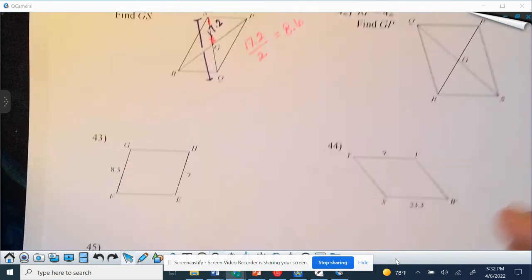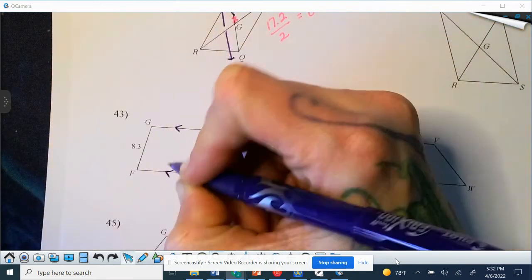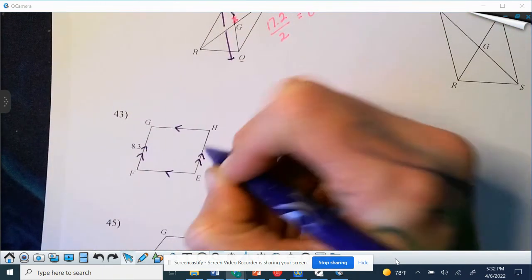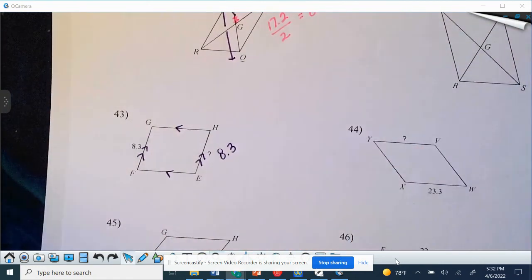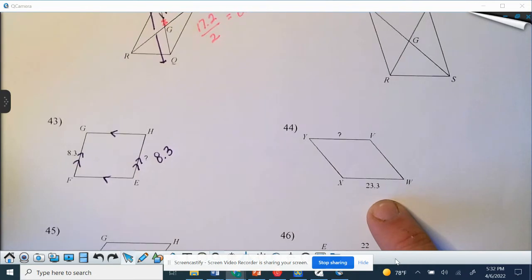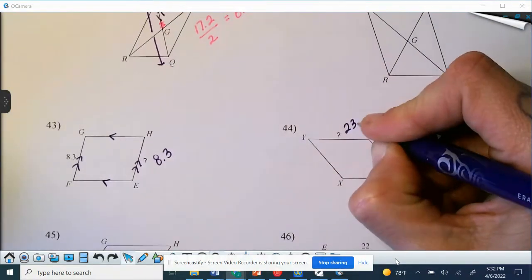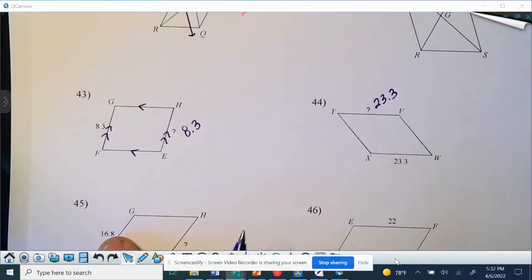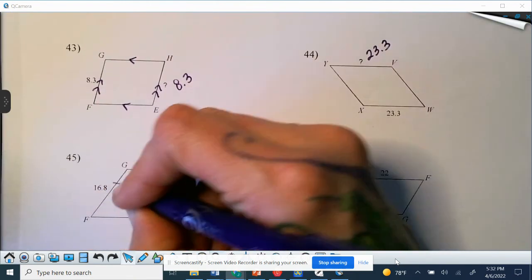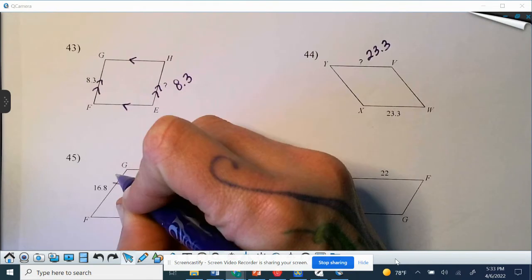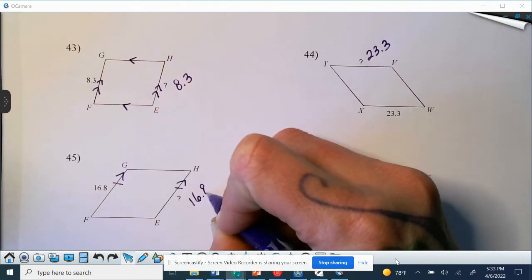Side lengths. Because this side is parallel to this side and this side is parallel to this side, opposite sides are congruent. So because the other is 8.3, this is 8.3. So because this is 23.3, this is also 23.3. And this is 16.8. Again, because the top of this page said these are parallelograms, that's the only reason that we know that these two are congruent.